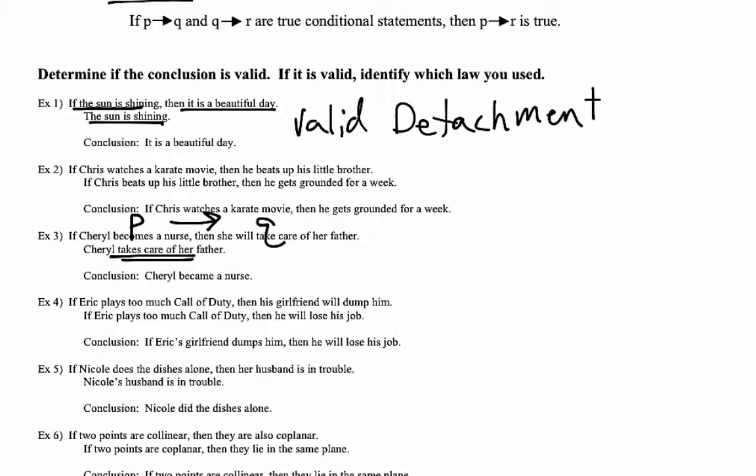So this would be an invalid use because it doesn't follow in the proper form. The hypothesis leads to the conclusion. A conclusion does not lead backwards to a hypothesis. So please take careful note of that. So that's a couple examples of the law of detachment.